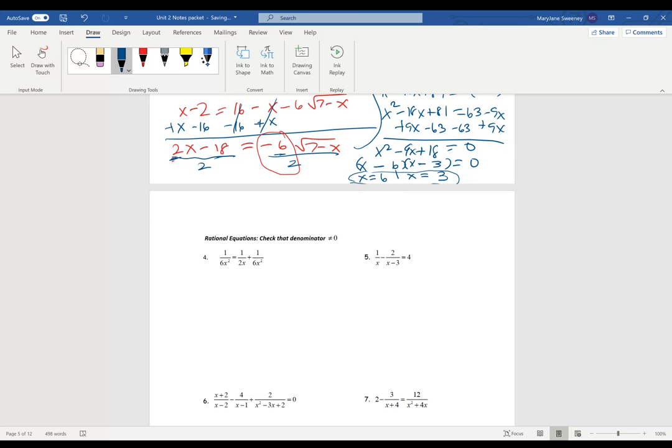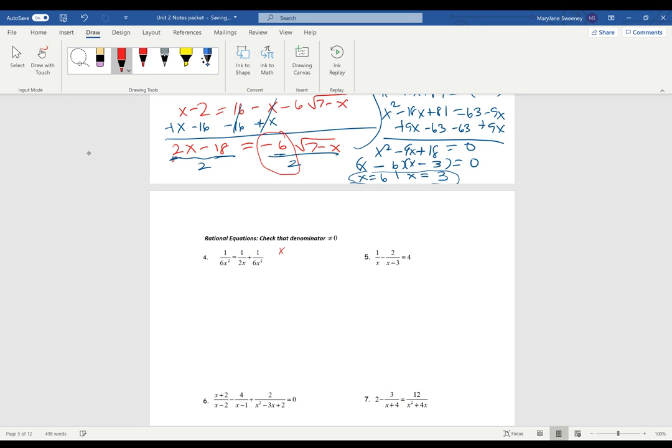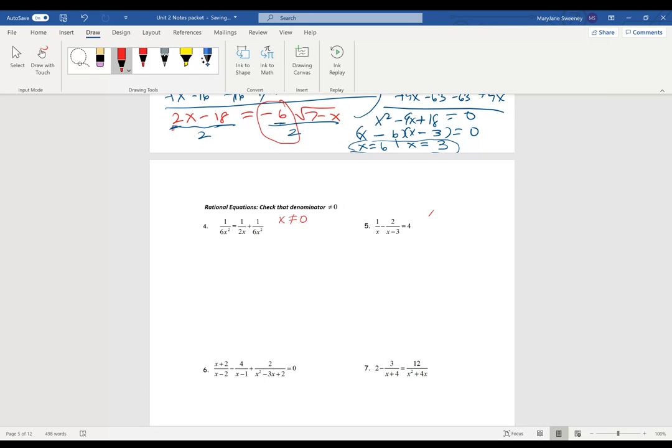Now, with rational equations, you do not have to do a full check. All you have to check in a rational equation is that the denominator does not equal 0. So that's all you care about. The denominator can't be 0. So if I think about it, automatically I know here x can't be 0. If I looked at this one, I know x can't be 0, x can't be 3. So if I get those for answers, I'm going to reject it.